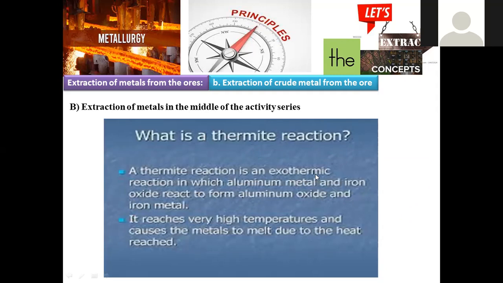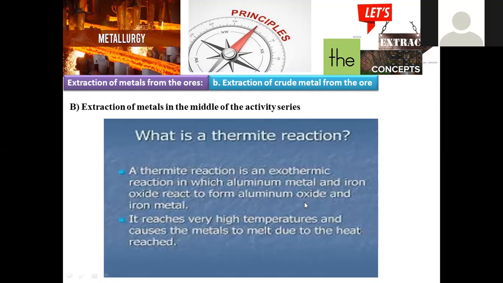The thermite process is regarded as an exothermic reaction. While treating the reagents, heat is evolved, where aluminium metal and iron oxide react to form aluminium oxide. Aluminium metal is taken, iron oxide is taken, aluminium oxide will be generated and iron metal will be generated. It reaches a very high temperature and causes the metals to melt. After the reaction, aluminium turned into oxide form.